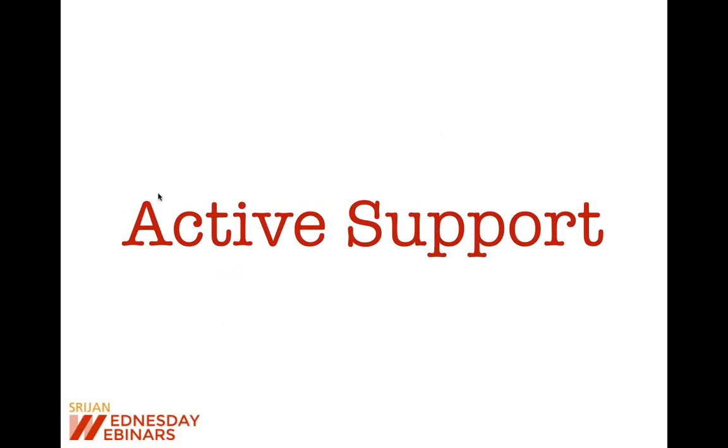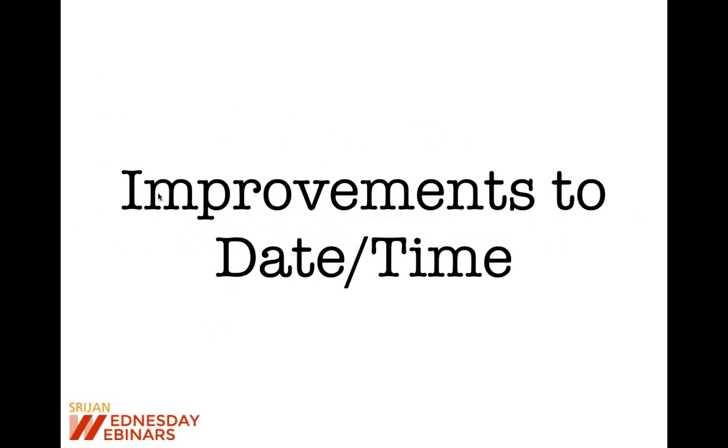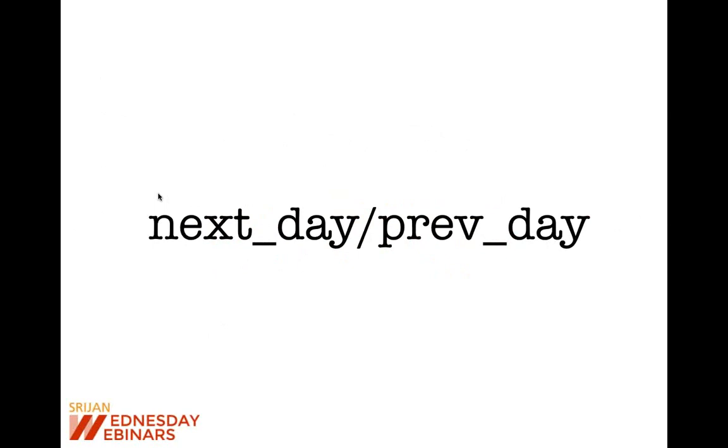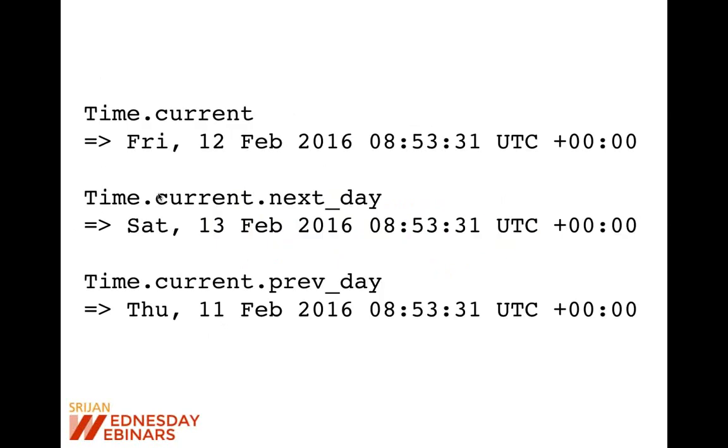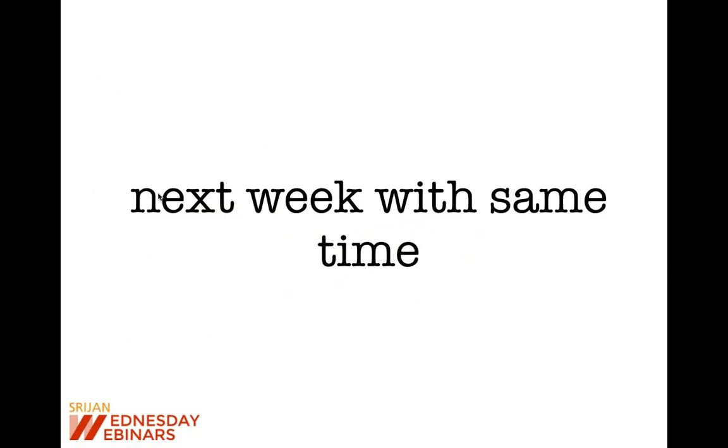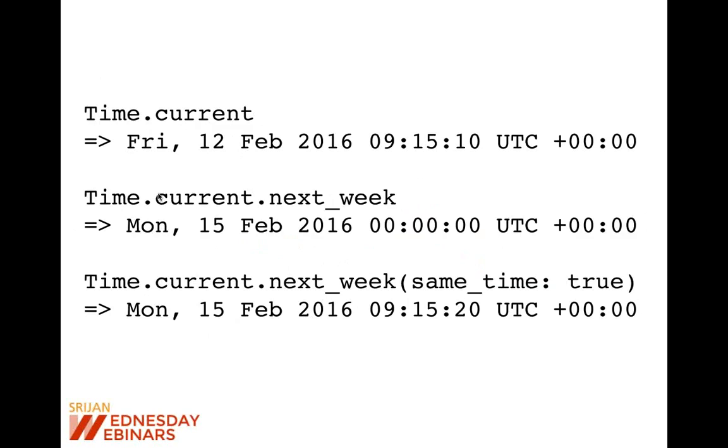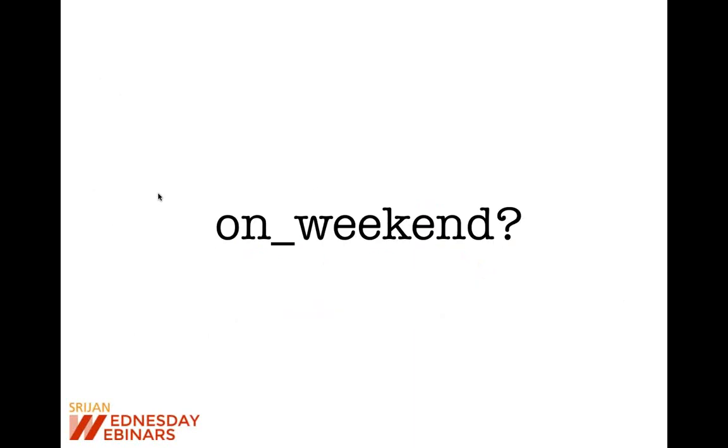Now we will see what new changes have been added in Active Support. There are a lot of improvements related to date time, like next day and previous day. So you can do Time.current.next_day to get the next day. You can check the previous day by running Time.current.prev_day. Then if you want the time at next week at this same particular time, you can get that by calling the next_week method with same_time as true, and then it will give you the time from next week but with the same time. So these things make handling date times a bit easier.